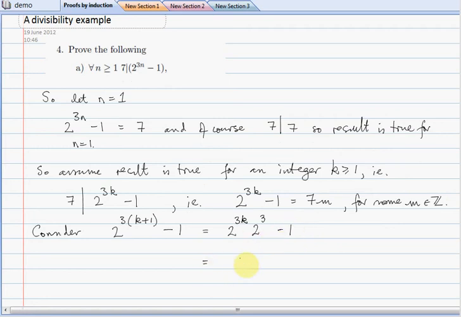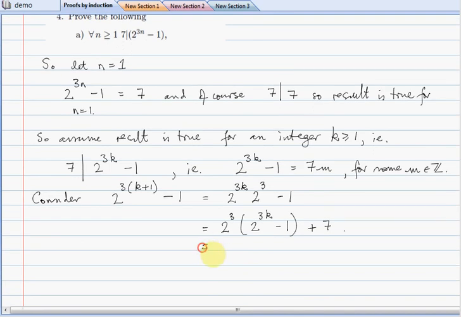I want to factorize it. Let's attempt to factorize it like this. So I have 8 times 2 to the power 3k minus 1. That kind of factorization is good because it involves the quantity here, 2 to the power 3k minus 1, that I've made the assumption about. Of course, this equation isn't correct yet, because if I expand this out, you see I get a minus 8 at the end, but I only want a minus 1, so to compensate for that, we're going to have to add on 7. I don't need any justification for that. That's just algebraic manipulation.